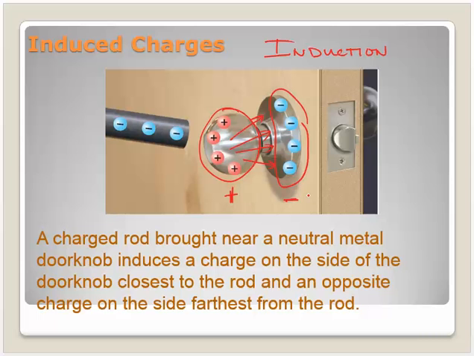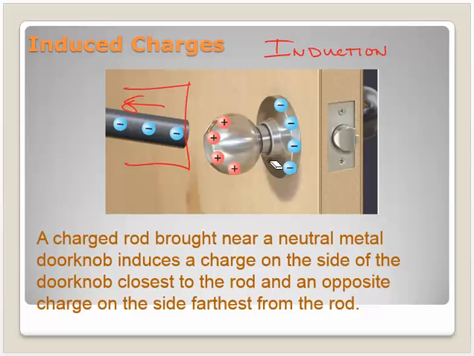What I want you to understand is if we then take this rod and take it away, what happens then is all these electrons will no longer be repelled because those electrons won't be there, and they will go back to being neutral. But when this is close, this is what we call induction.